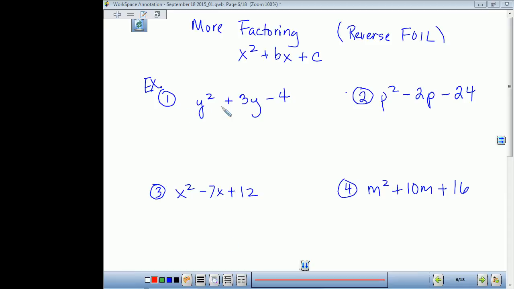Here we go. Today's lesson is going to be about factoring. So this is factoring when we have a leading coefficient of an understood 1. An understood leading coefficient of 1. How do we factor? What do we do?